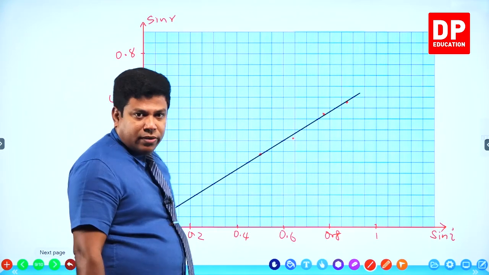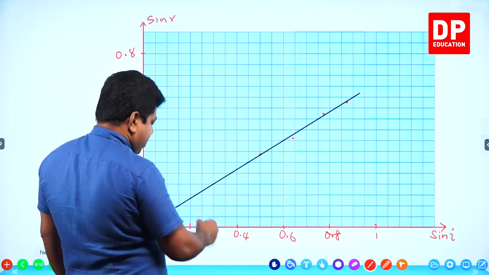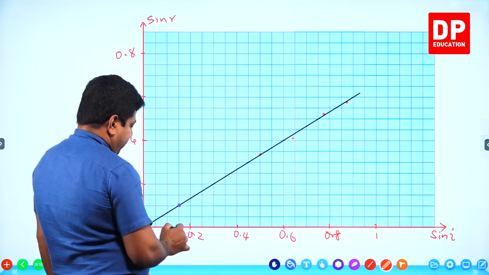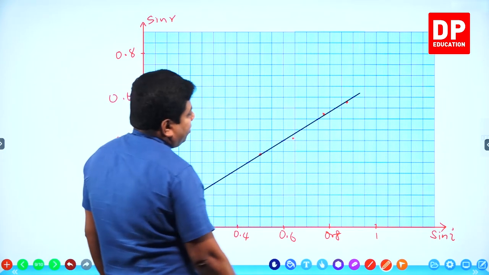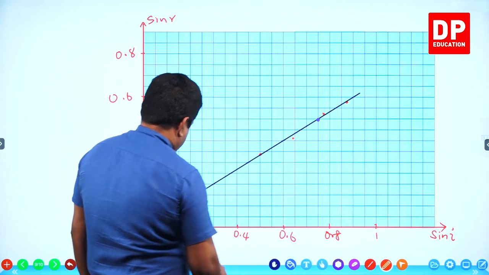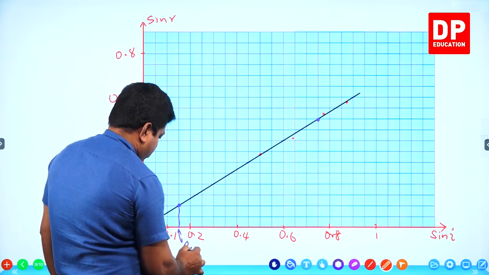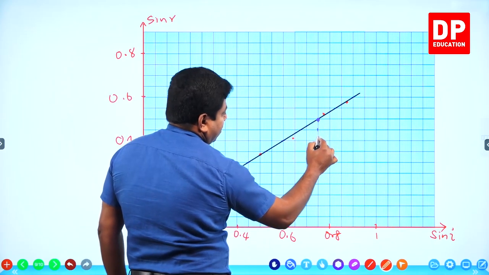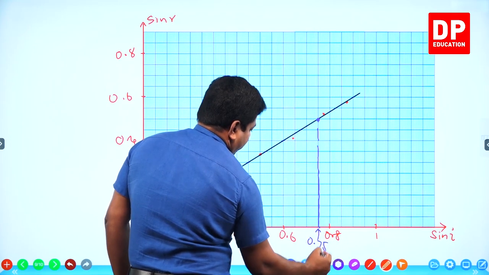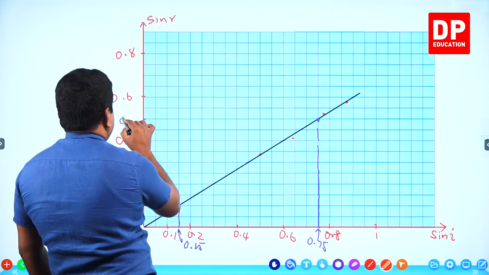That means sin i over sin r. So first, let's get the gradient of this. To get the gradient, let me take two points. Maybe this is one good point, 0.15 and 0.1. And maybe this could be another good point, 0.75. Also here, 0.1 is okay. And this has to be 0.5.